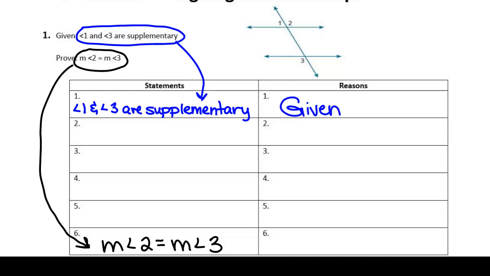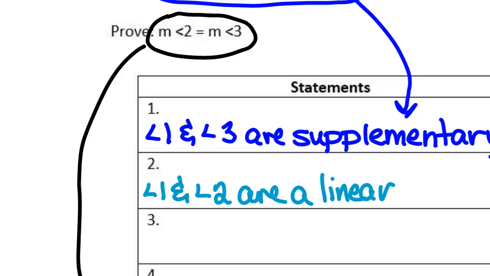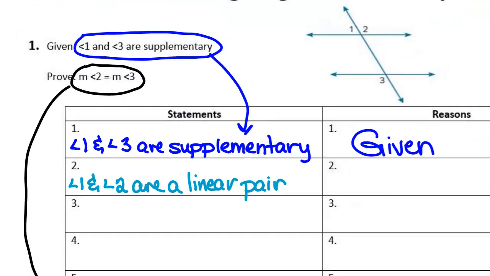Well, first I have to introduce it. First I have to start talking about it here. So angle 1 and angle 2. What do you notice about those two angles? They're a linear pair. Yes, so that's the next thing I'm going to write down: angle 1 and angle 2 are a linear pair.